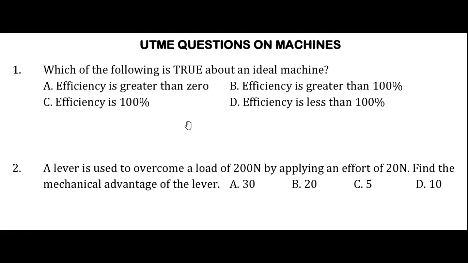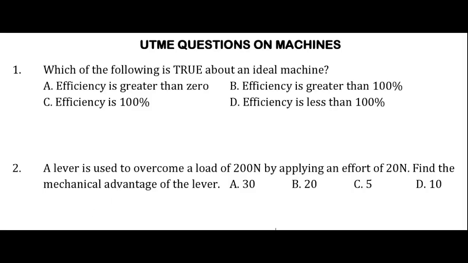So let's begin to attempt these questions one after the other. Question 1 says, which of the following is true about an ideal machine? A. Efficiency is greater than 0. B. Efficiency is greater than 100%. C. Efficiency is 100%. D. Efficiency is less than 100%.